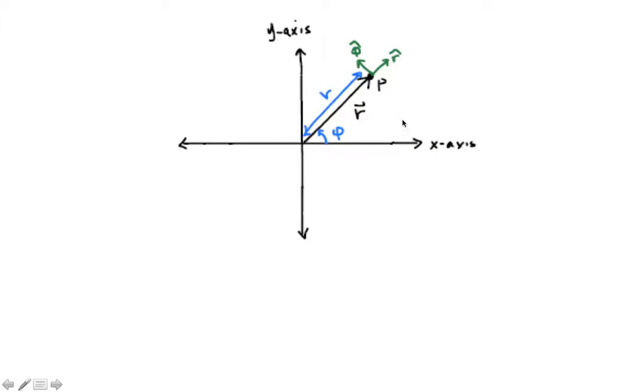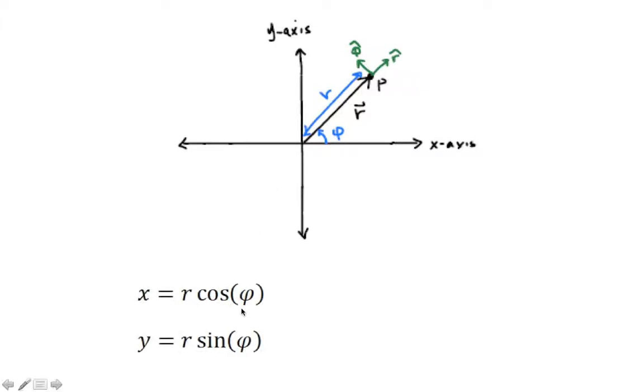R hat and phi hat are going to be unit vectors that look like the following. R hat is going to point along the radial direction outward, and phi hat is going to point counterclockwise from the x-axis. Of course, r hat and phi hat must be perpendicular to one another, so I've drawn them as perpendicular vectors here. To define these vectors, we're going to need to define x and y in terms of r and phi.